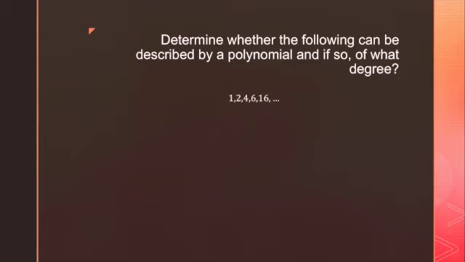Next I have 1, 2, 4, 8, 16. We can see that this is geometric, right? This is 2 to the n. And because of this fact, we don't want to define it with a polynomial, since it grows faster than any polynomial.